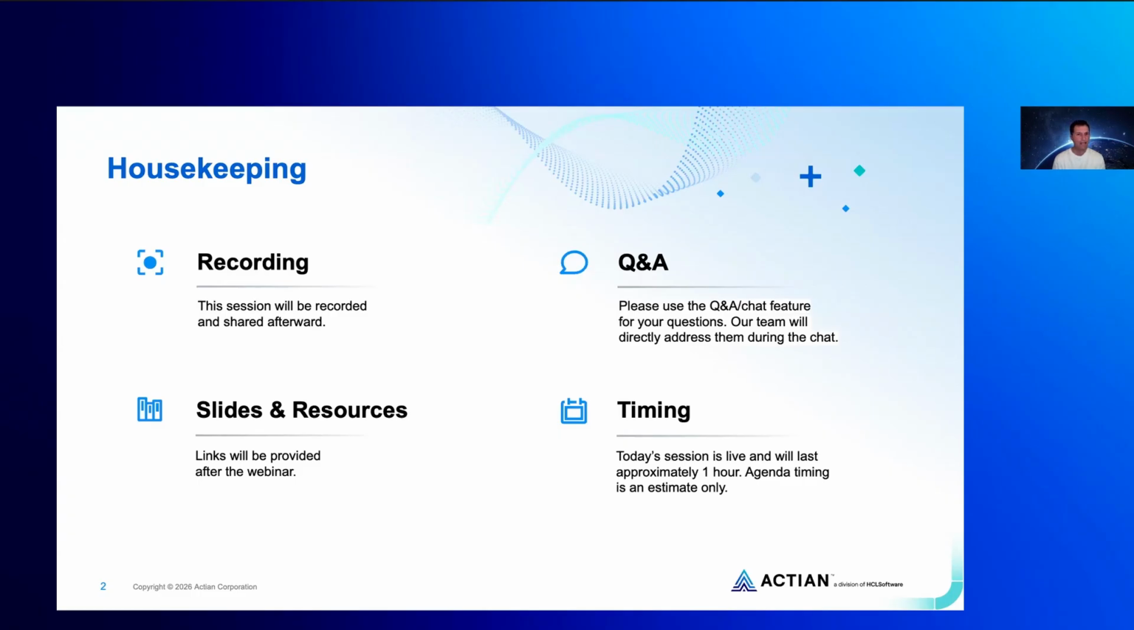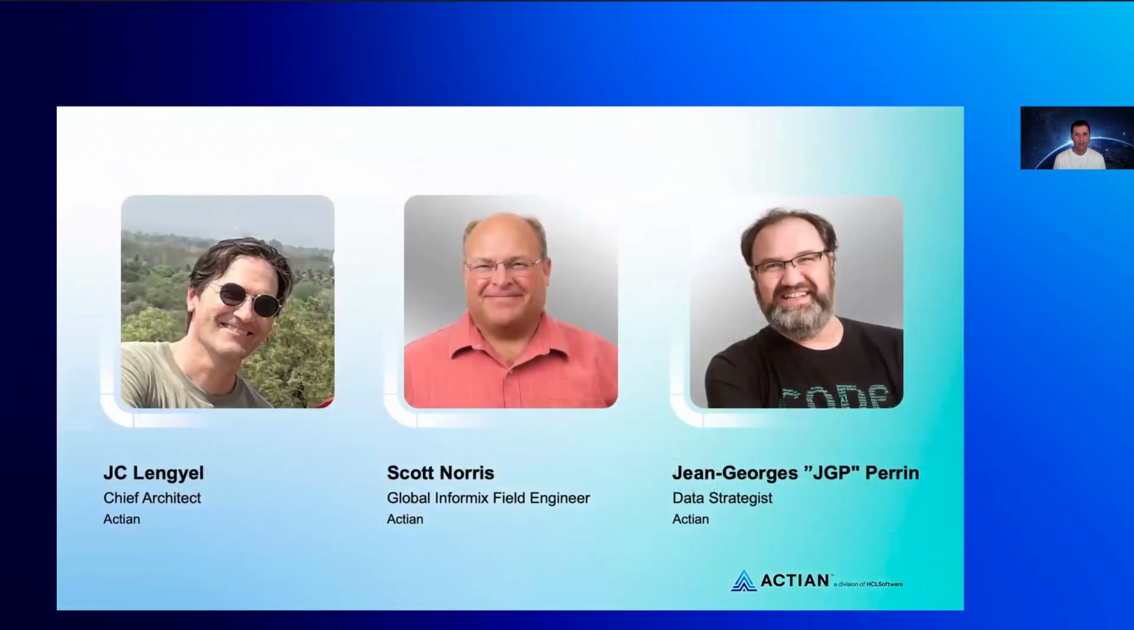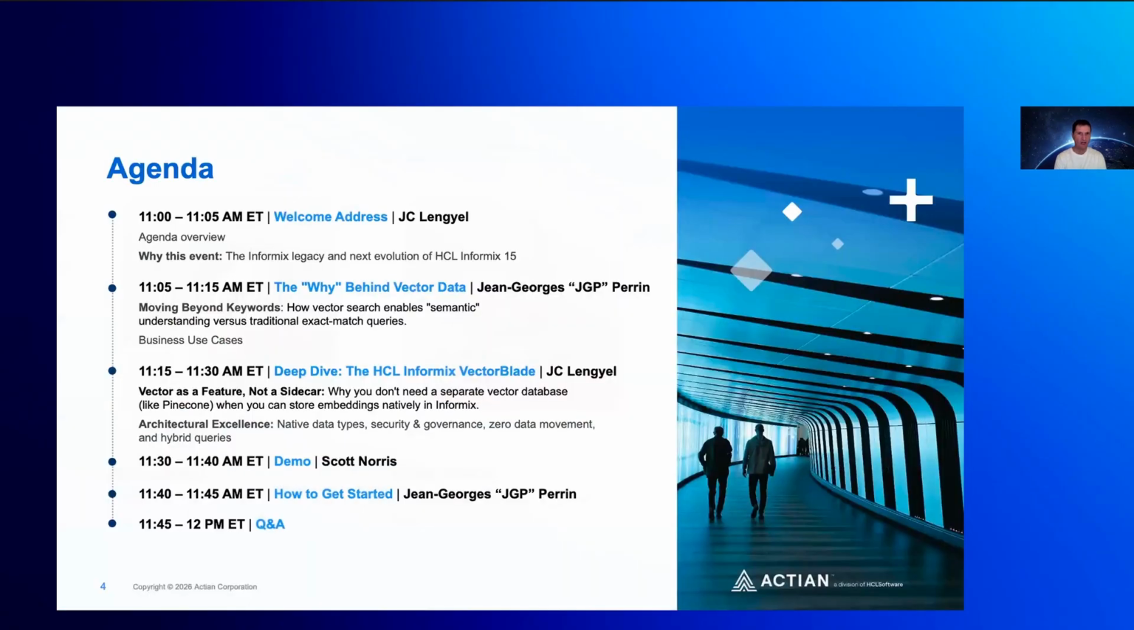We have data strategist, IBM champion, and longtime Informix champion, Jean-Georges Perrin, who goes by JGP, to talk about what vectors are and why they are so useful in artificial intelligence applications. Then I'll swoop in and talk about the power that our blade gives you over this new world. And we'll have a demo by Informix field engineer and all-around excellent guy, Scott Norris.